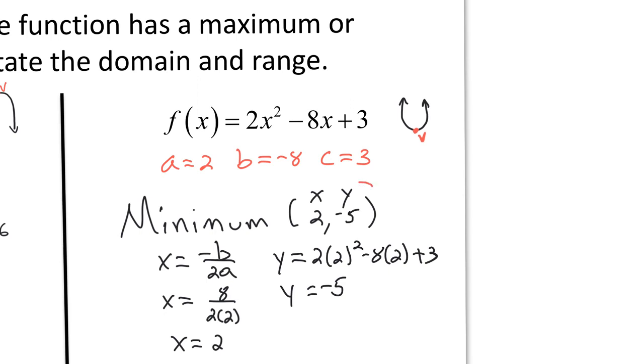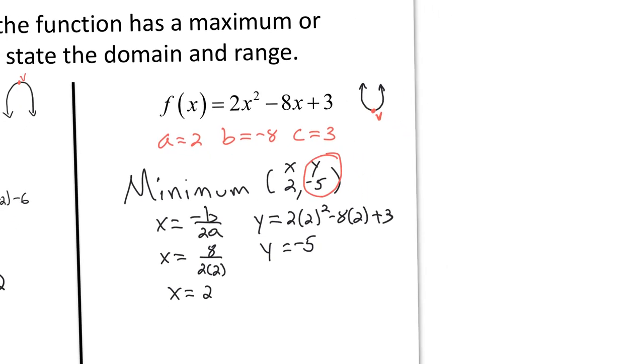Now for my range, remember, this is what we need, the y coordinate. So let's go ahead and put the domain first. My domain is all real numbers for any parabola, and my range is y is greater than or equal to, and I'm using greater than or equal to because the parabola is going up. Remember that your a value is positive, so we know the parabola has to go up. So we use greater than or equal to my y value, which is negative 5. So we found the minimum, we found the domain, and the range.